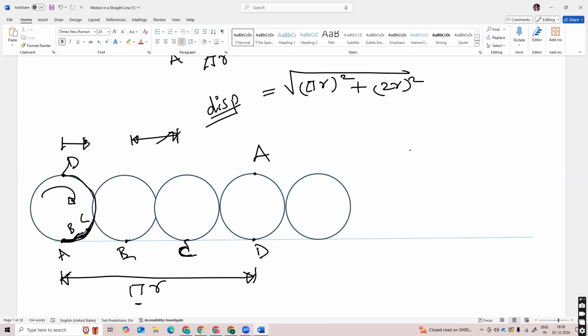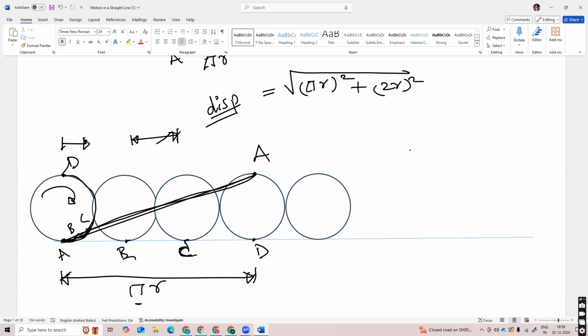And since A and D are diametrically opposite, point A will be the topmost point of this wheel. Now we have to find the displacement of point A. Initially, point A was at this point, and it has moved to this point. Displacement is the shortest distance, and therefore it is always given by a straight line. So we have to find this distance, which is the shortest distance, and therefore the displacement.